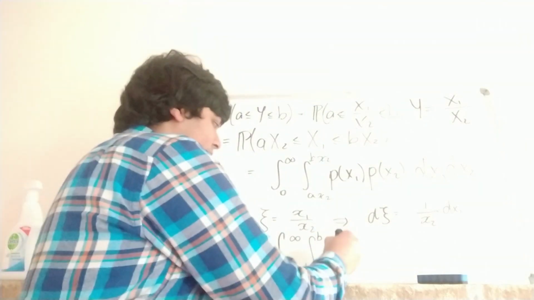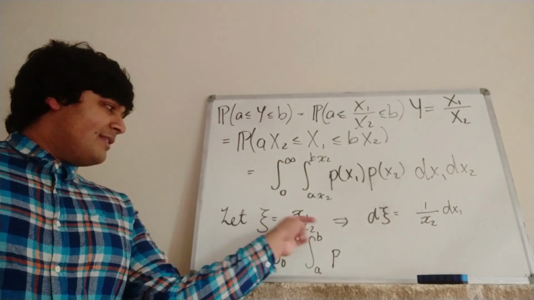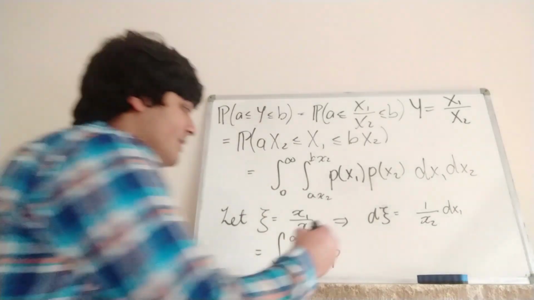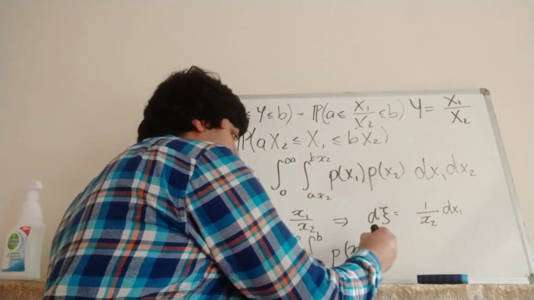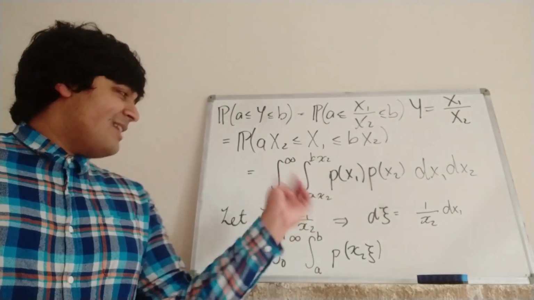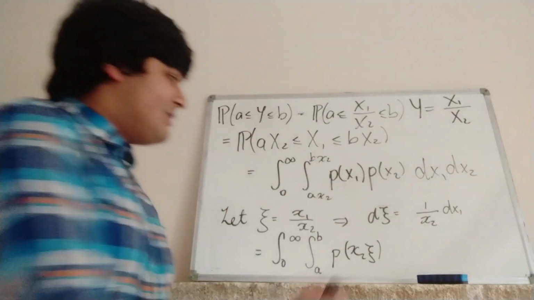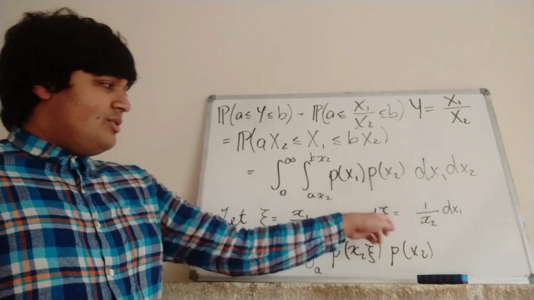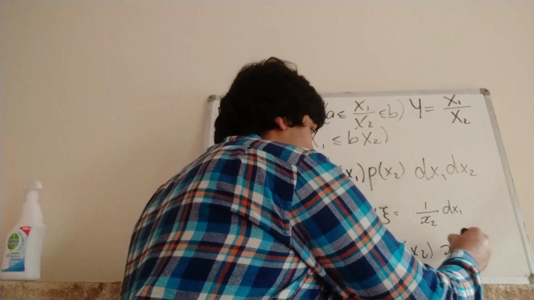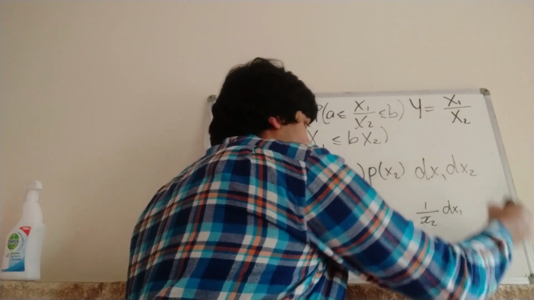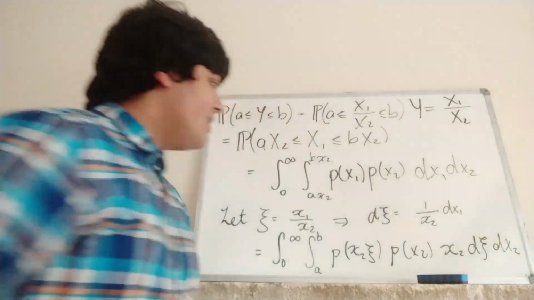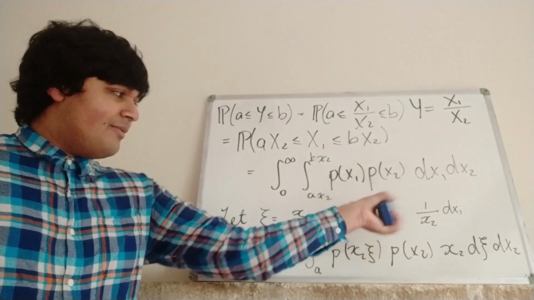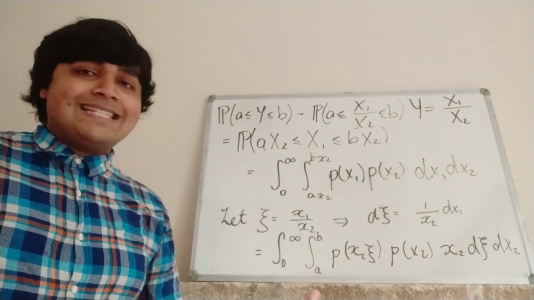p(x1) is now p of something. If we multiply this thing here by x2 on both sides, we get that x1 is equal to x2 xi. So x1 is equal to x2 xi, and then p(x2) just stays the same. And then dx1 now is just x2 d xi. And then of course we've just got our dx2 there. Okay, so our inner integral now is from a to b and it involves some different terms, and our outer integral stays exactly the same.